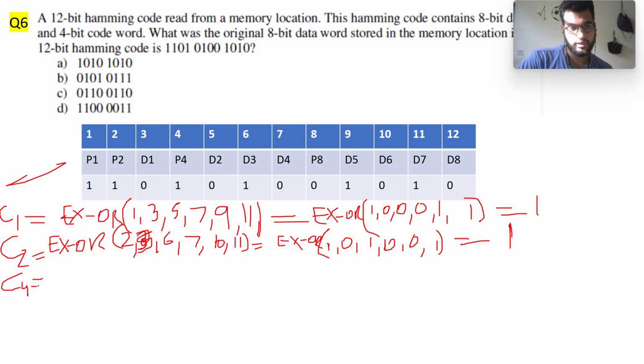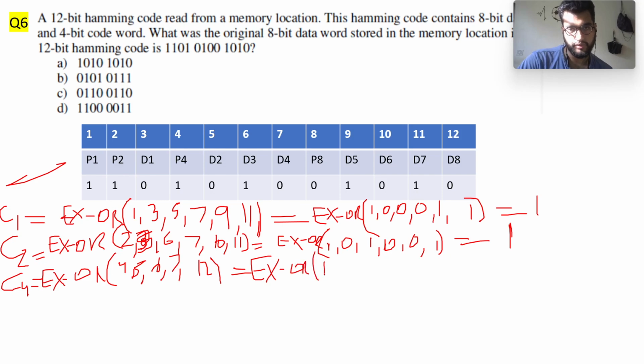Then C4 is XOR between 4, 5, 6, 7. Then it's 9, it's not there, 10, yeah, 12, yeah, right. So it will be XOR of 4 will be 1, 5 is 0, 6 is 1, 7 is 0, and 12 is 0. So it will be 0.